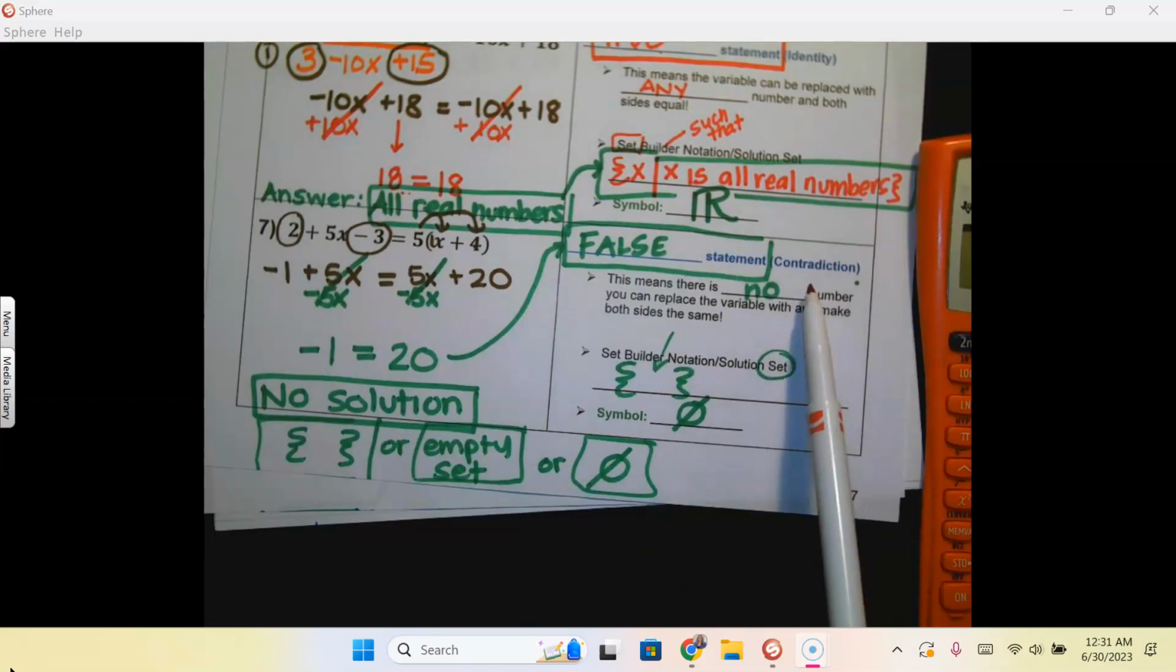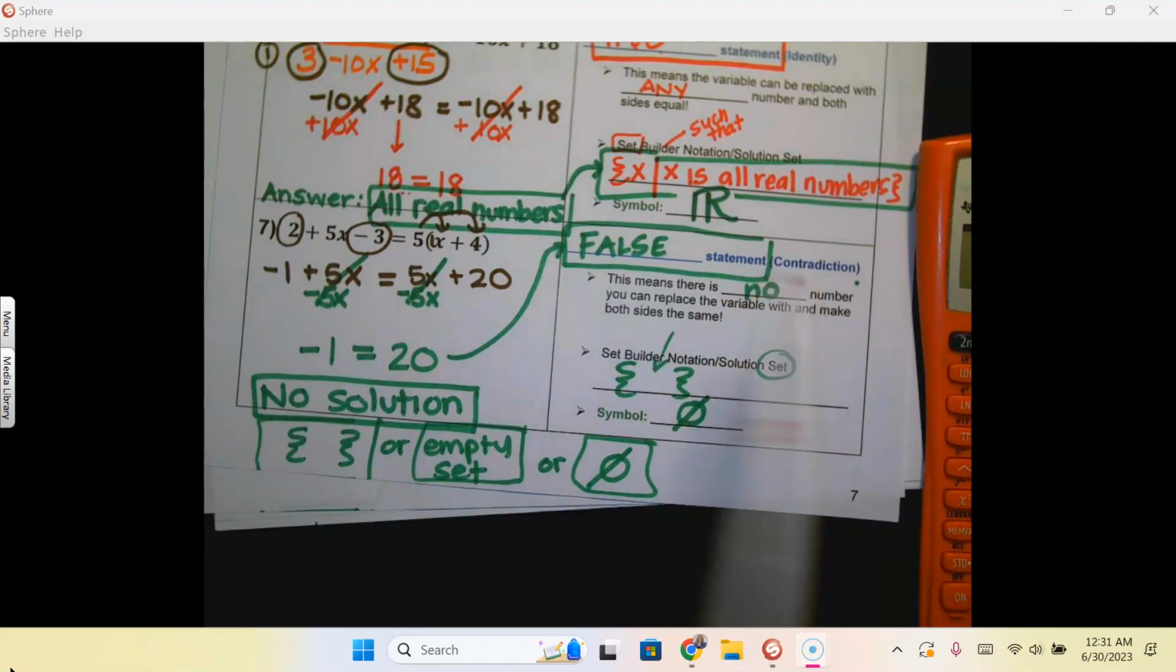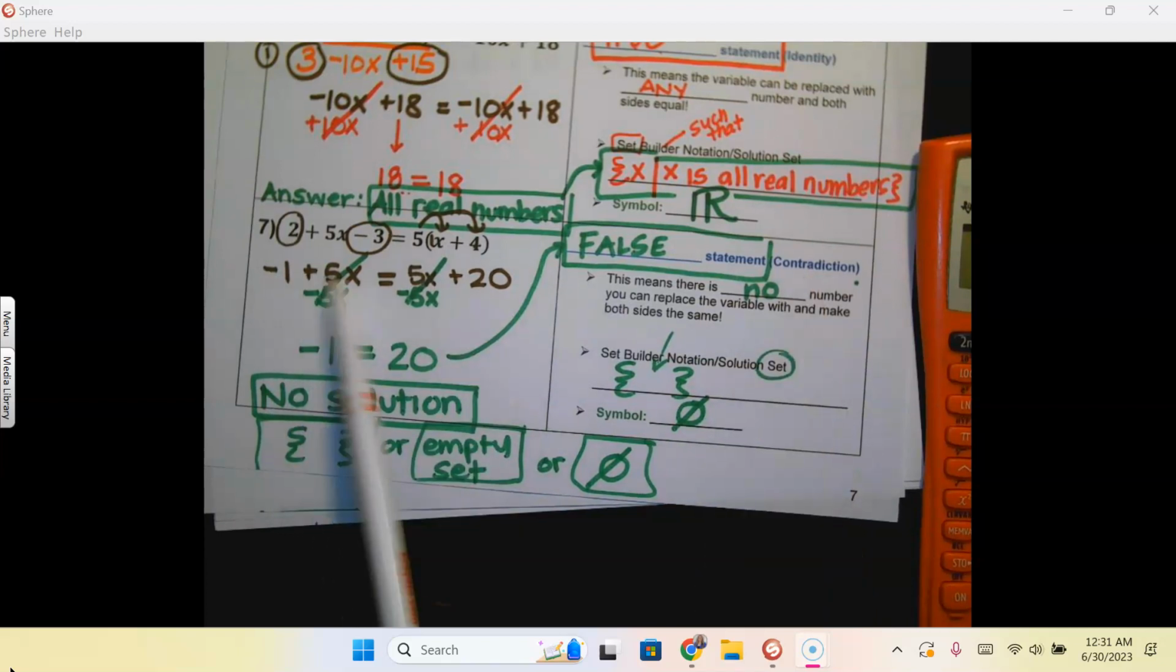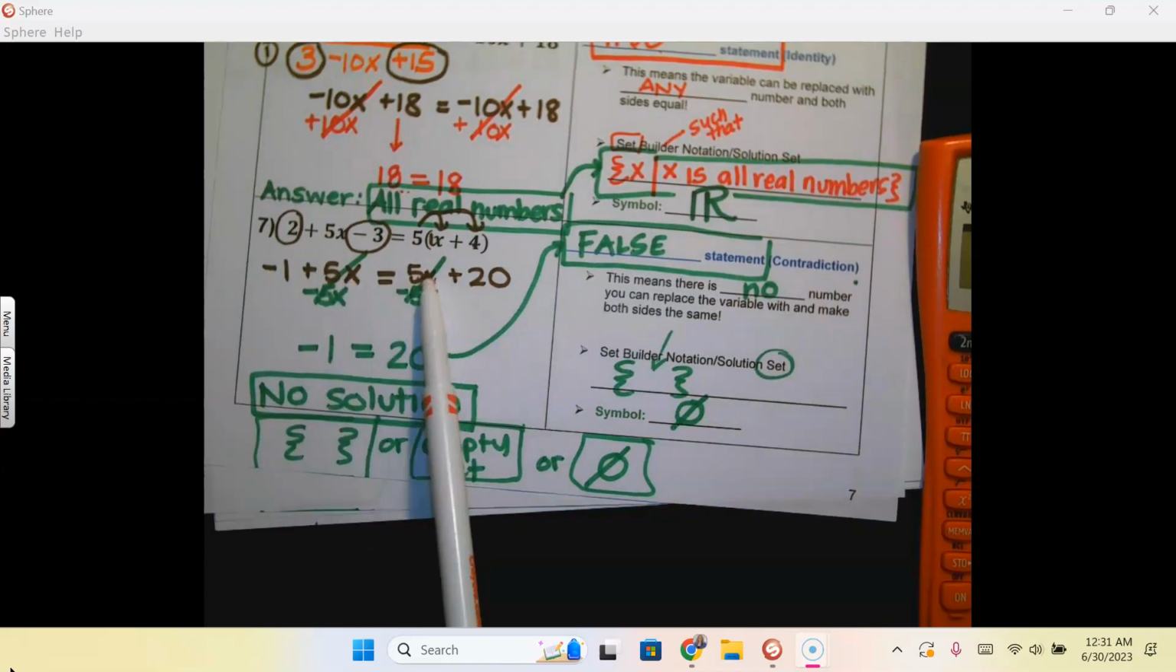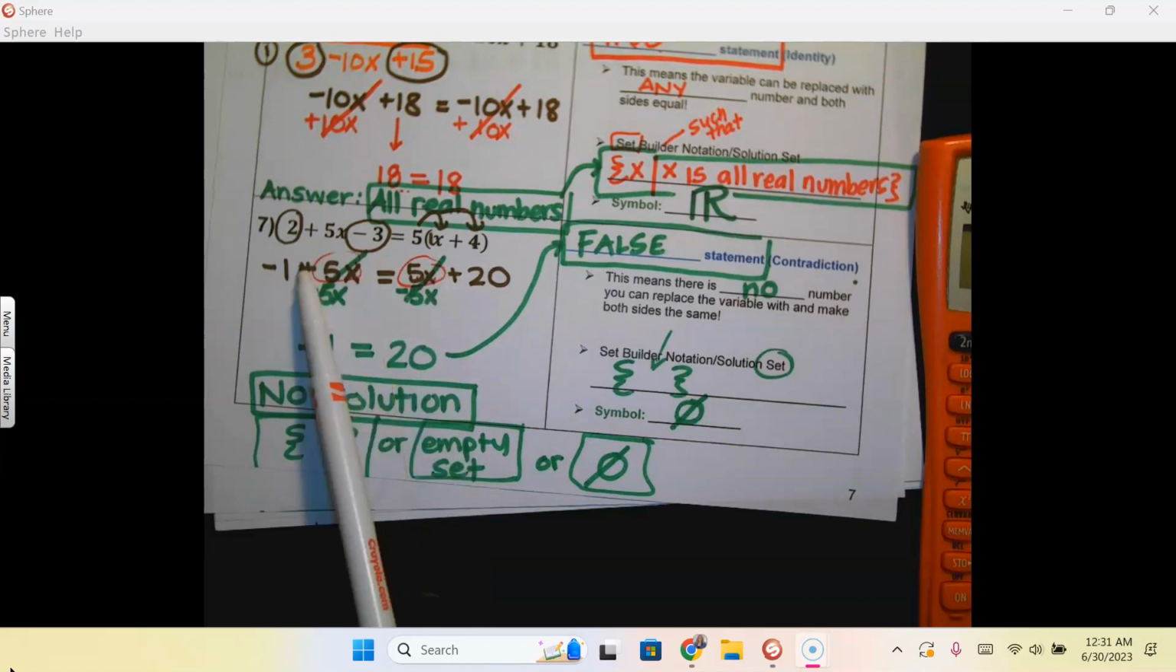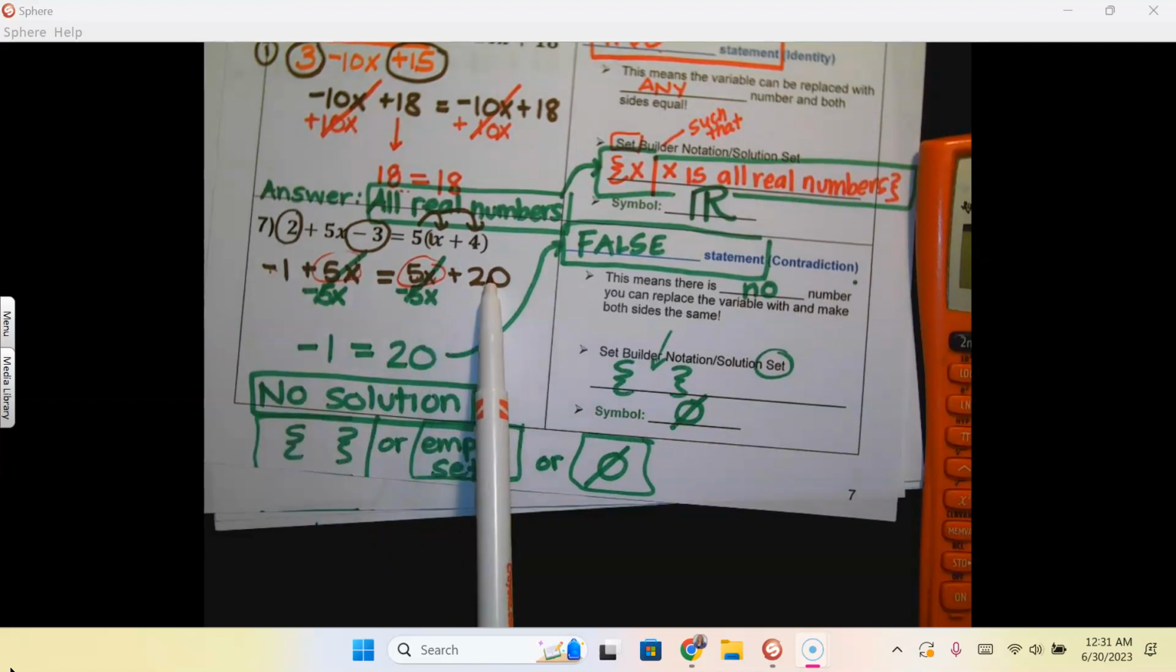Whereas with this problem here, this is a contradiction. I mean, if you think about it, if you have -1 plus 5x, and then over here you have 5x, so you have the same thing here, and you're adding -1, but here you're adding 20, there's no way for them to ever come out to be the same.